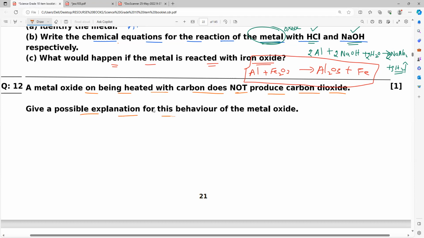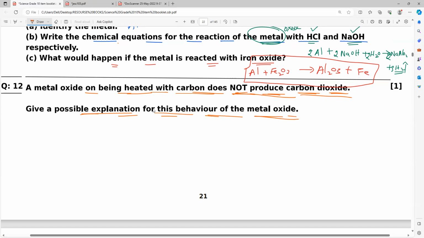Next, a metal oxide on being heated with carbon does not produce carbon dioxide. Give a possible explanation for this behavior of the metal oxide. So by this time, your mind should say something regarding this statement. Anybody can tell? They're saying carbon. Carbon is something we can use in the extraction of metals. If anybody remembers? Reduction. Yes. So give a possible explanation for the behavior of the metal oxide.